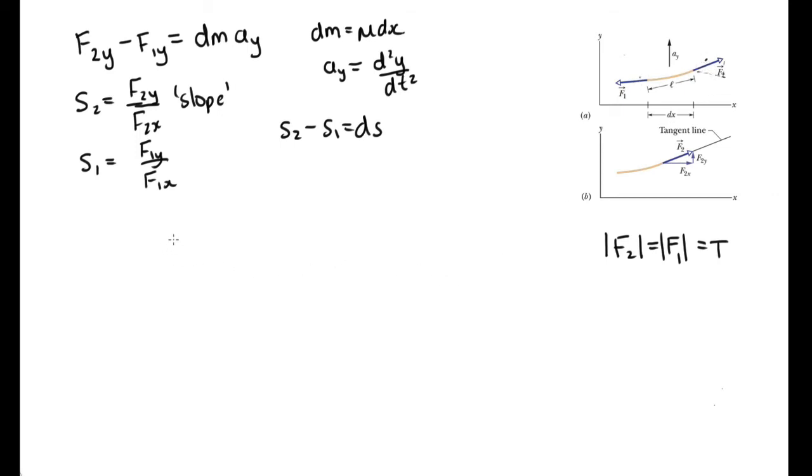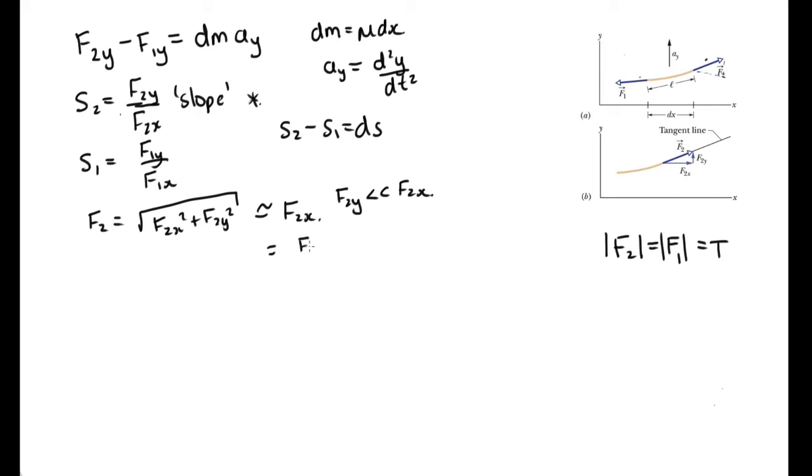Okay, so now what we know is that F2, this second force, has been broken into two components, y and x, and so Pythagoras' theorem tells us that this is F2x squared plus F2y squared. But also because this is a pulse travelling along a string, we know that the displacement of the pulse can't be large compared to the string. So we know that F2y is a lot less than F2x. So F2 is approximately equal to F2x, which, looking at the equation up here, is equal to F2y on S2.